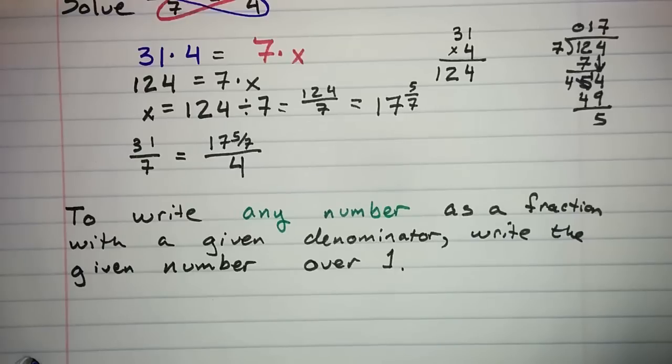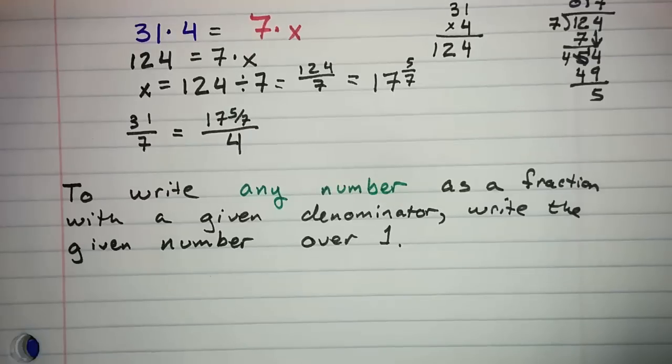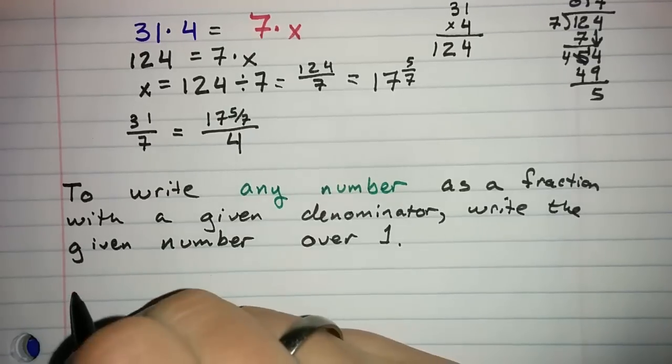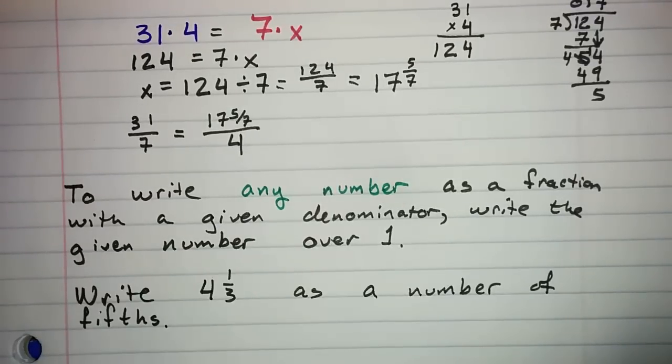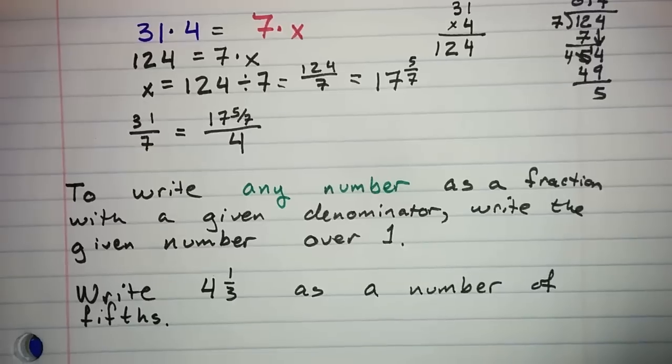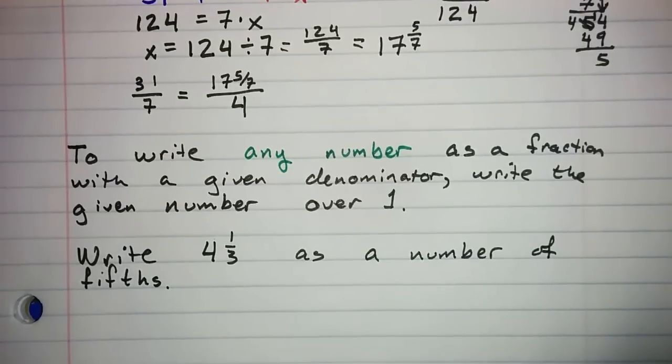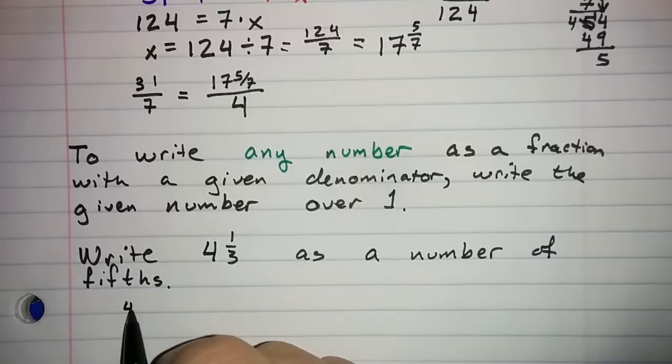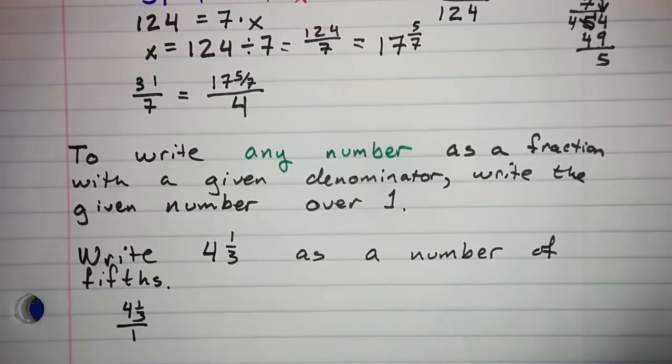We can even do this with a mixed number. If we want to write just any number that's not encountered in the form of a fraction or complex fraction as a fraction with a given denominator, we write that number over 1. So for example, I could ask you to write 4 1/3 as a number of fifths. Seems like a strange request, but we can do it. We'll write 4 1/3 over 1 equals some unknown number of fifths.